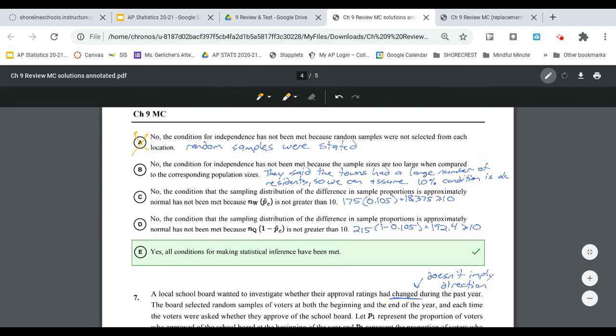Okay, so then we do our large counts calculations using our combined p hat, and both of them are okay. So everything is good. All conditions have been met.